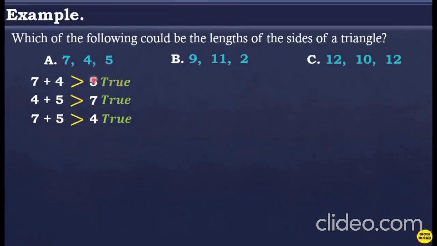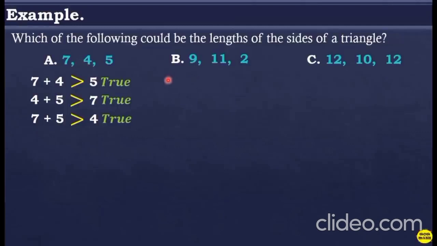So, therefore, since all the given sums of two sides of the triangle are greater than the length of its third side, therefore, the measures of the lengths of these sides are true to form a triangle. So, true po siya. Pwede siya makabuo ng triangle. Next, let's have the second one, the set B.